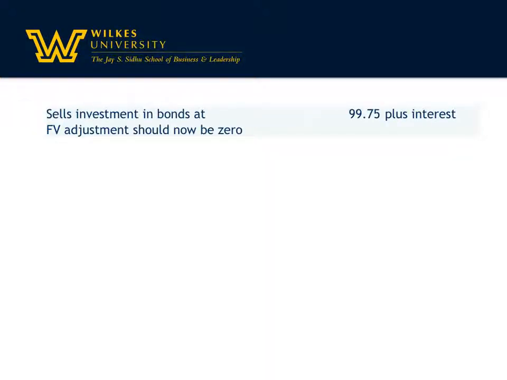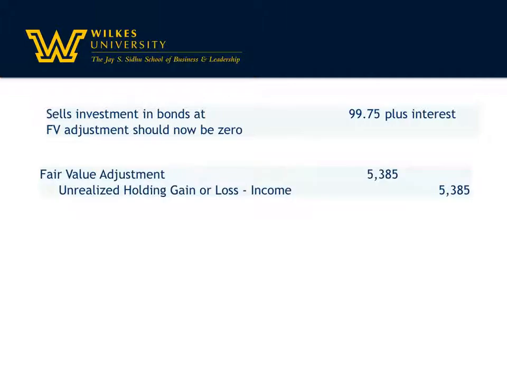So what do we do if we sell the bonds at 99.75 plus interest? The fair value adjustment now needs to be 0. So for this amount, we would debit fair value adjustment because we had credited it earlier. We would debit it and credit unrealized holding gain or loss income for the $5,385. And we've removed it from the books properly. And that's the fair value method for handling debt investments.